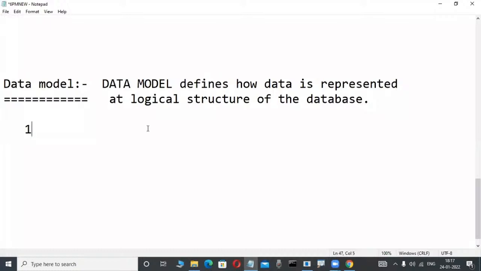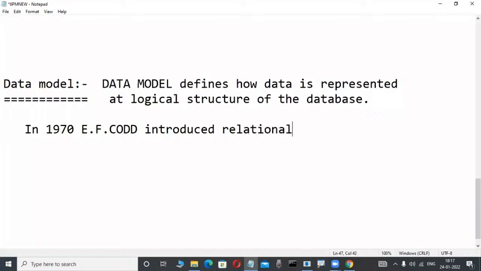Where Oracle comes in, we will learn next. First, just roughly observe here. In 1970, E. F. Codd introduced the relational data model. Don't write anything, just observe; it's new terminology. He is a mathematician who was working at IBM in those days.